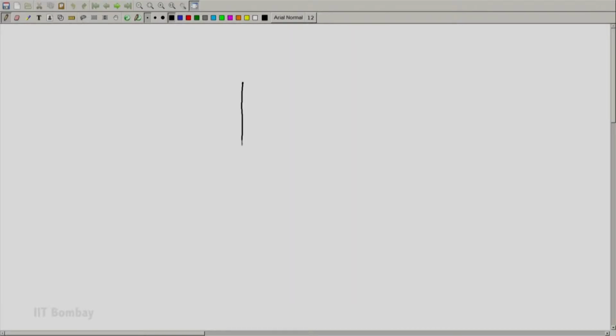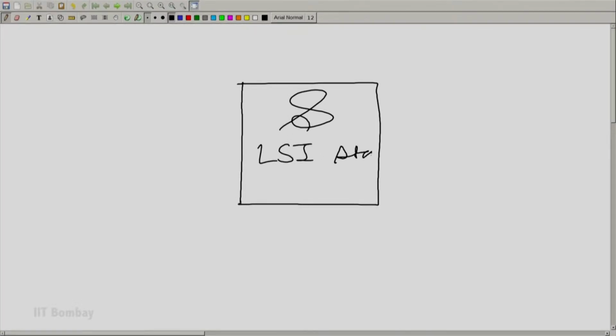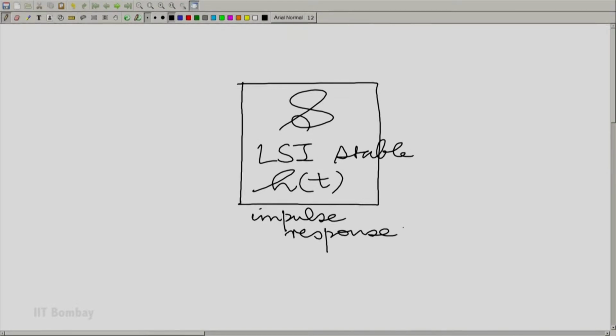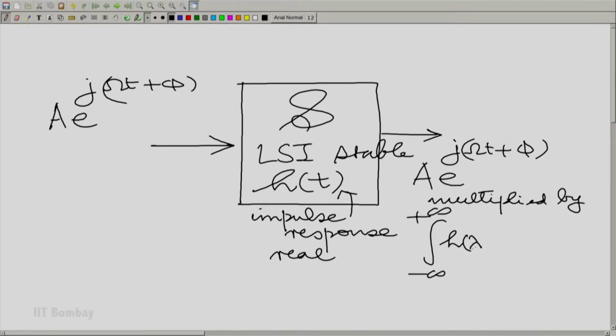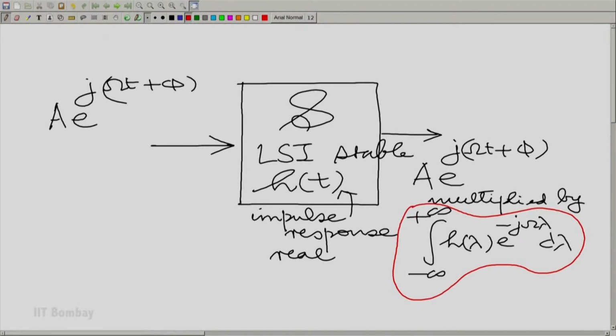Let us quickly recapitulate. So, we said that I have this stable linear shift invariant system S, impulse response h(t), which is real. Well, that makes sense because most physical systems would have a real impulse response. When we give it e raised to the power j(omega t plus phi), what we get is e raised to the power j(omega t plus phi) multiplied by, and we recognize that this is essentially a constant independent of time. It's a constant that depends on h and depends on omega, but otherwise it is independent of t. That is what I meant by constant.